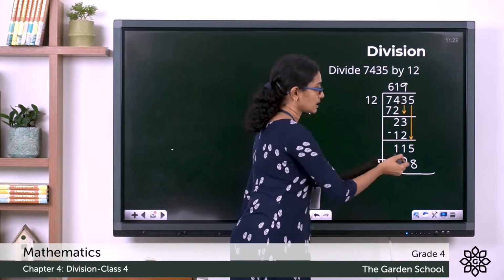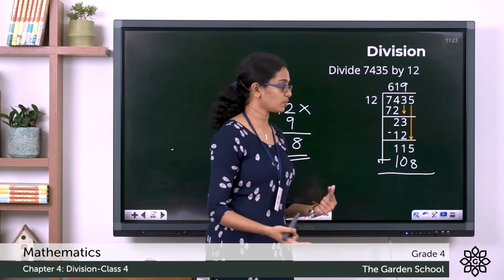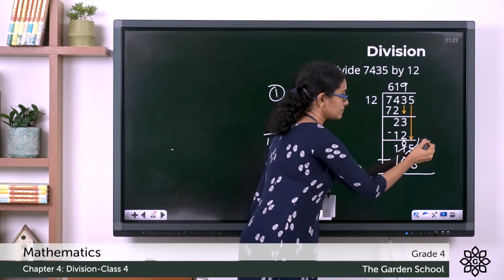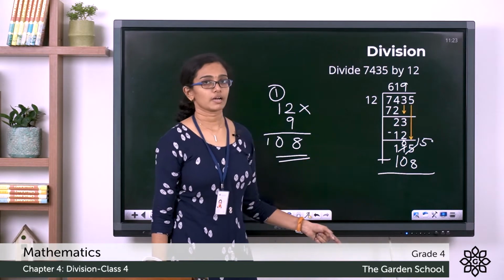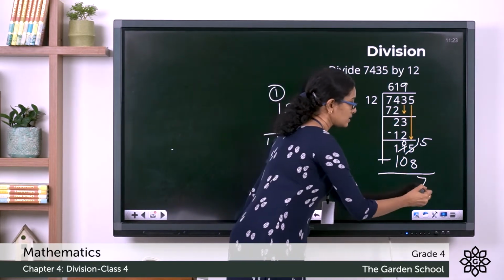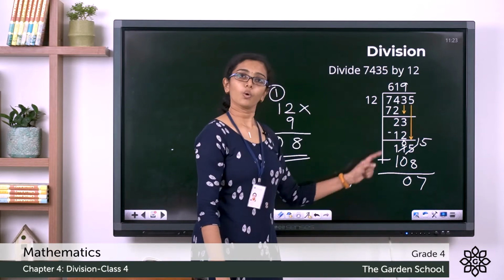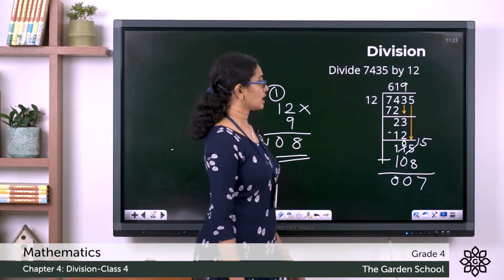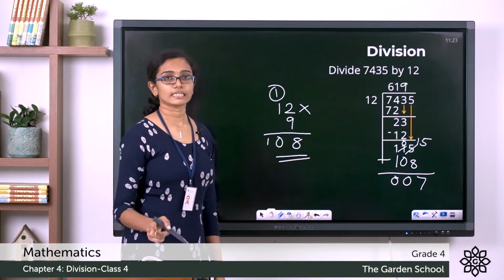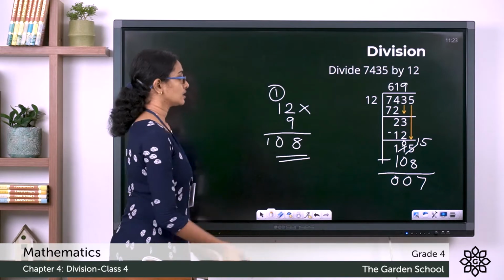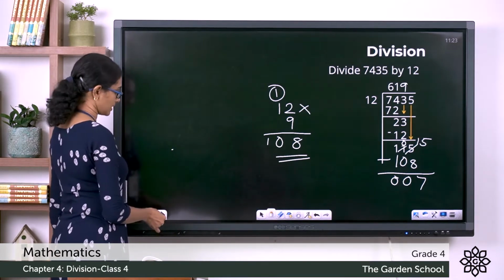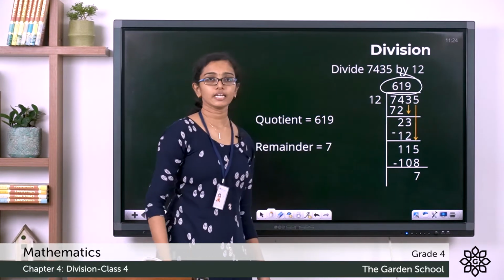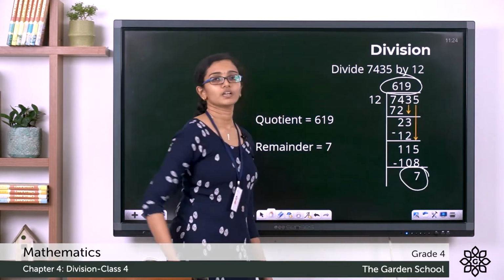Subtracting these two numbers. 5 minus 8 we cannot do. We borrow from the next higher place, and this becomes 0, and here it becomes 15. What is 15 minus 8? We know it is 7. Now 0 minus 0, 0. 1 minus 1, it is 0. Now, do we have any more digits to bring down? No, right? And we have the remainder there. Stop the division right there. And we get the quotient here. The quotient is 619, and the remainder here is 7.